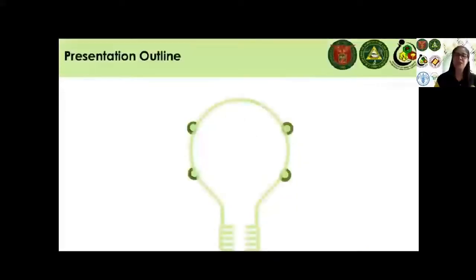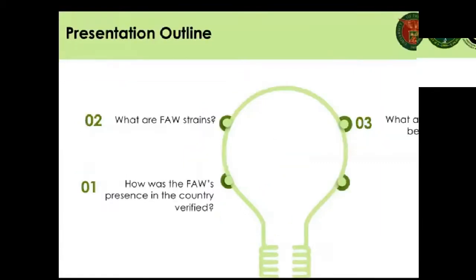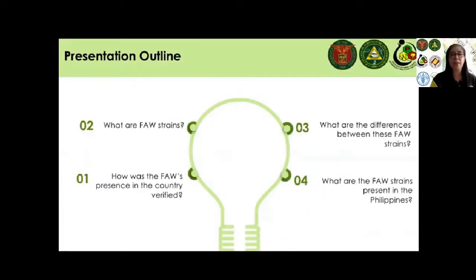So in this presentation, we will share with you a story by answering the following questions. First, how was the FAW's presence in the country verified? Second, what are FAW strains? Third, what are the differences between these FAW strains? And lastly, what are the FAW strains present in the Philippines?